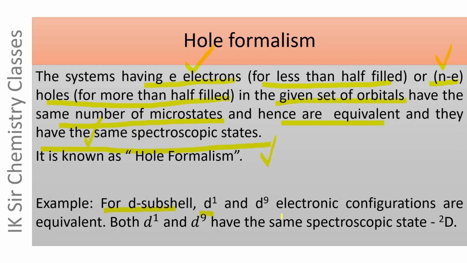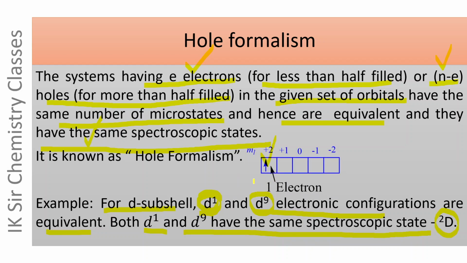D1 and D9 electronic configurations are equivalent. D1 electronic configuration has 1 electron more than D0 configuration. On the other hand, D9 electronic configuration has 1 electron less than D10 electronic configuration, and hence these are equivalent, and both of them, D1 and D9, have same spectroscopic state, and it is nothing but doublet D.